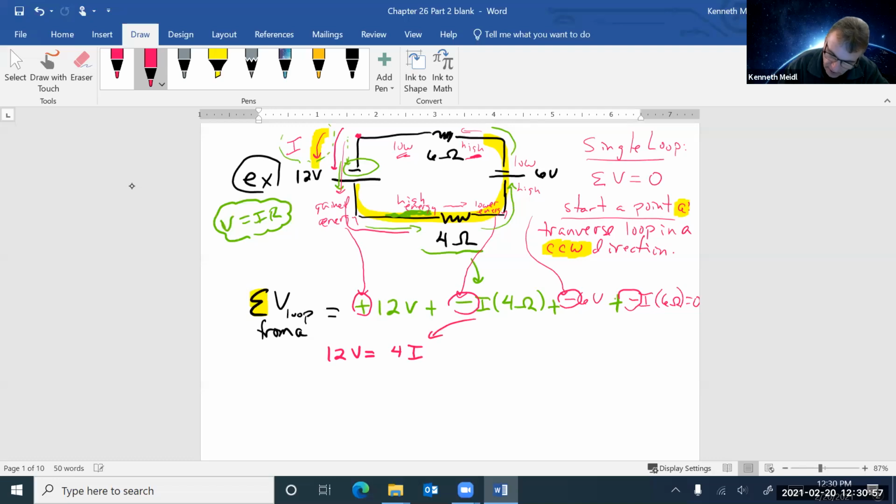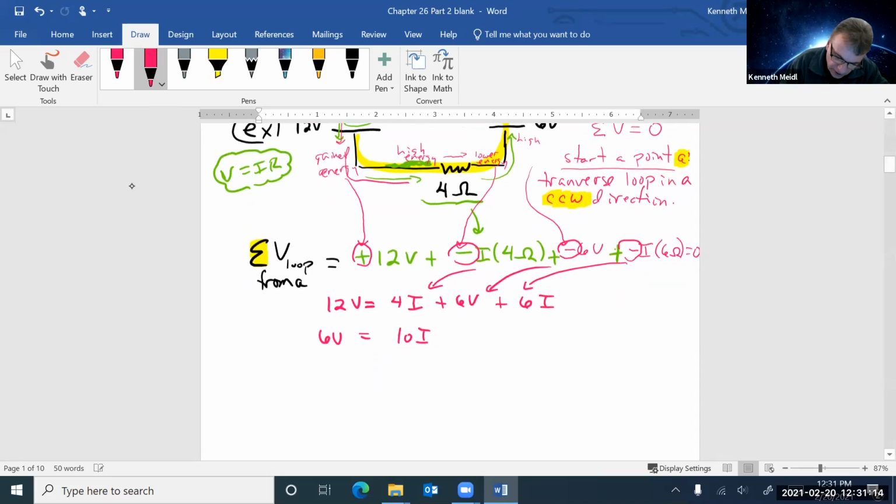That's this term, so I'll add that to both sides. I've got plus 6 volts. That's this term. And then I've got this term here, 6 times I. And so I'm going to subtract that 6 volts from both sides and get 4I plus 6I, that's 10I. And so 6 volts divided by 10 is the current in this loop, which is 0.60 amps. Okay.